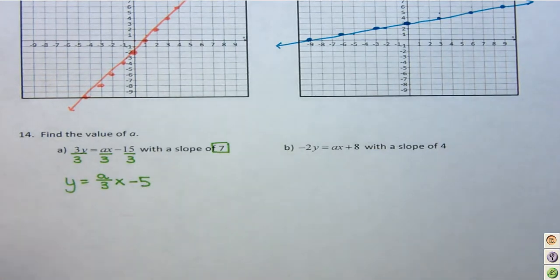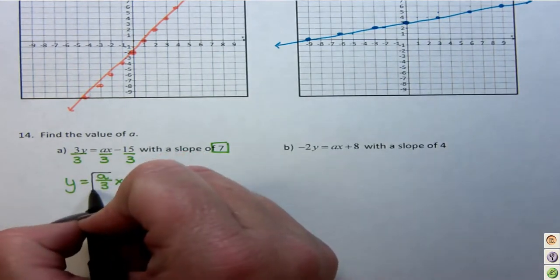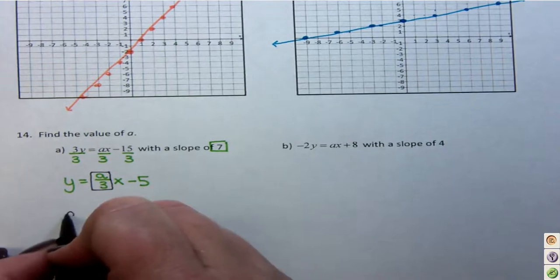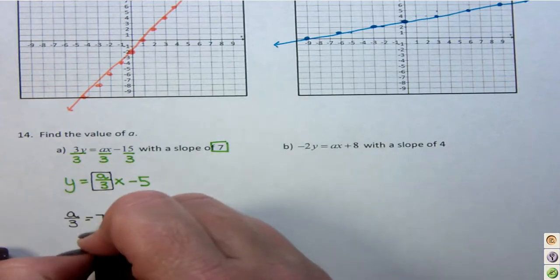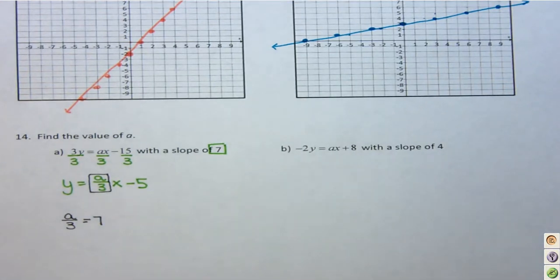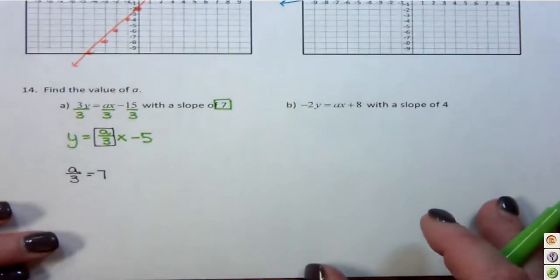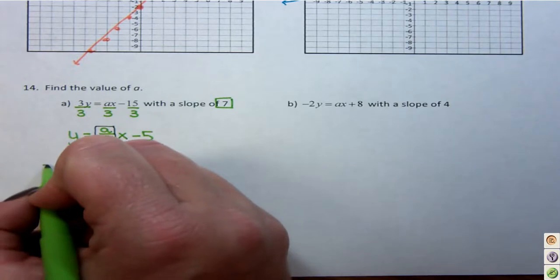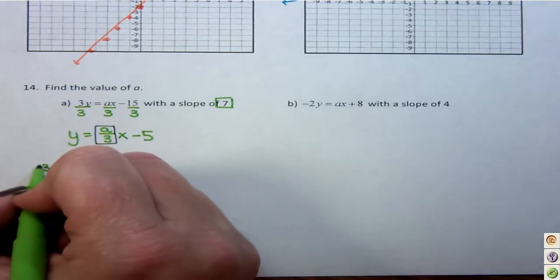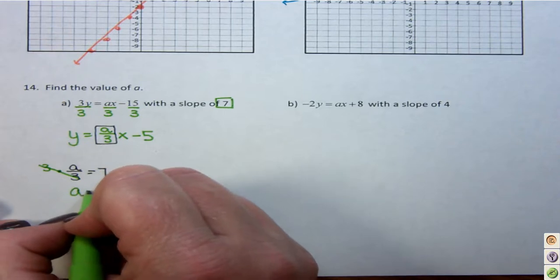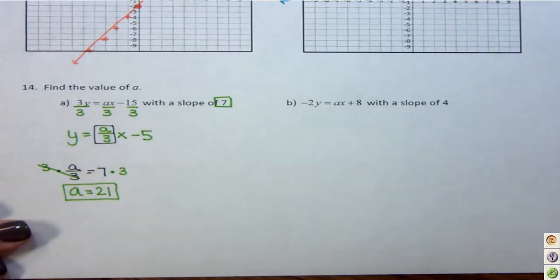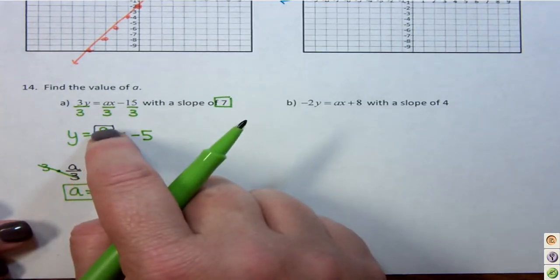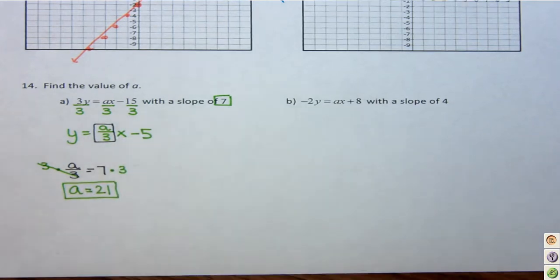Well, in that equation, the slope part is the a over 3. So now we're going to put a over 3. We want our slope, and we want it to equal 7. So to solve this equation, we have a divided by 3. To undo dividing by 3, we're going to multiply both sides by 3. Well, these 3's on the left cancel, so a equals, and then 7 times 3 is 21. So my answer is 21. And we can check ourselves. If we plug in 21 here, 21 divided by 3 is 7. So we did a good job.